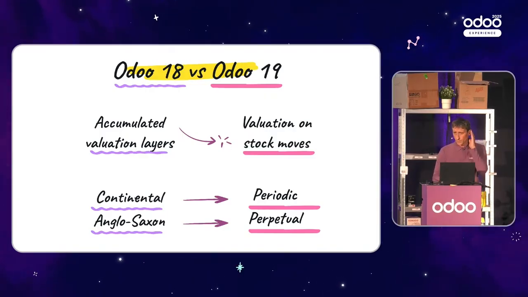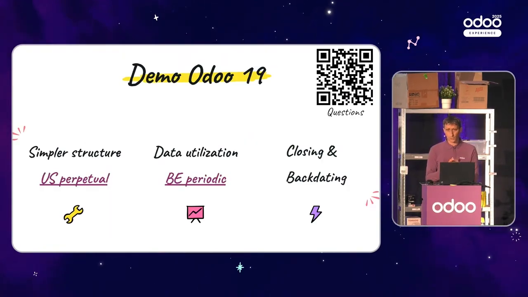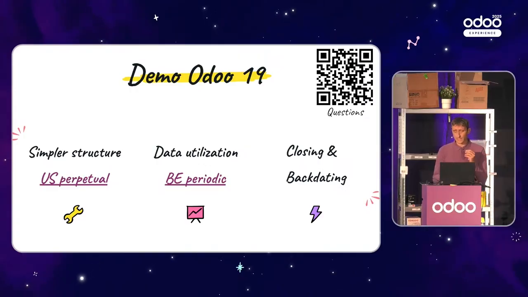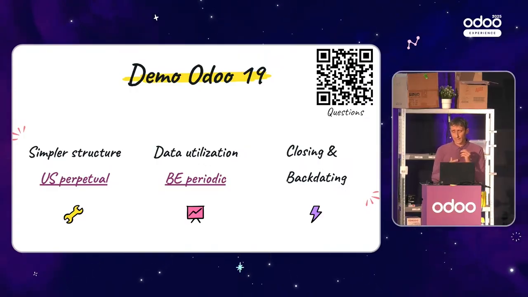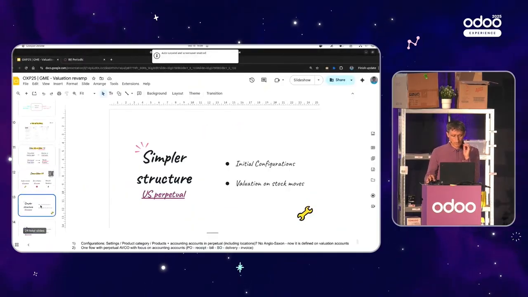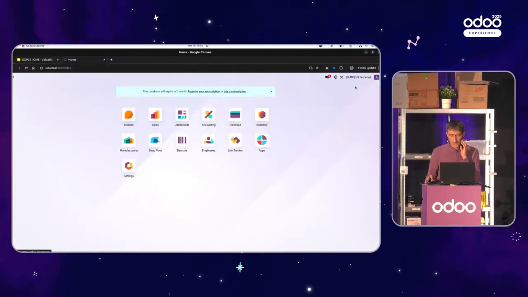Also, we don't speak about continental and Anglo-Saxon accounting, but about periodic and perpetual accounting. If you have any questions, you can type them on the pad, and I will show you a little demo: a simpler structure with US perpetual accounting, more possibilities for data utilization with periodic, and then some new features. Now, let's jump into the database to show you this simpler structure. What is the configuration? How does it work? So let me go into that database.